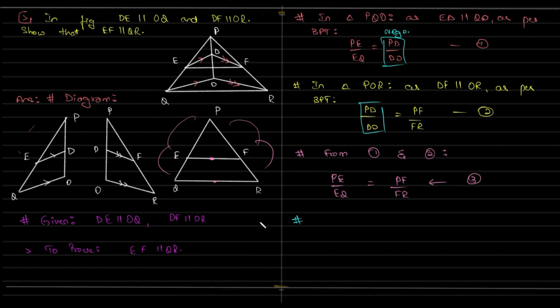And thus we can conclude that in triangle PQR, as per equation 3 and converse of BPT, EF is parallel to QR. Hence proved. That's it. So we can pause and have a look at the answer.